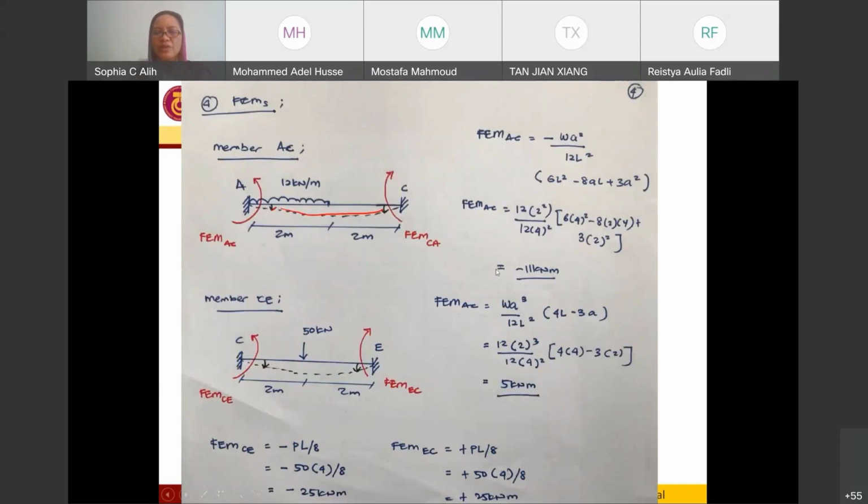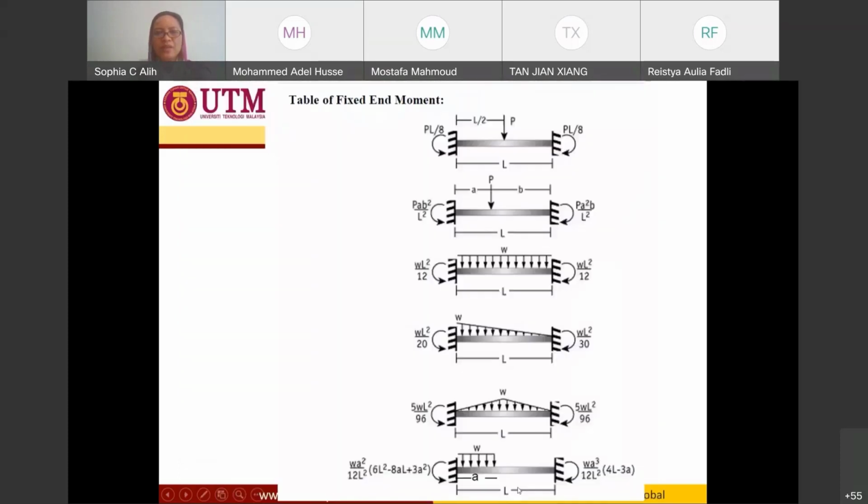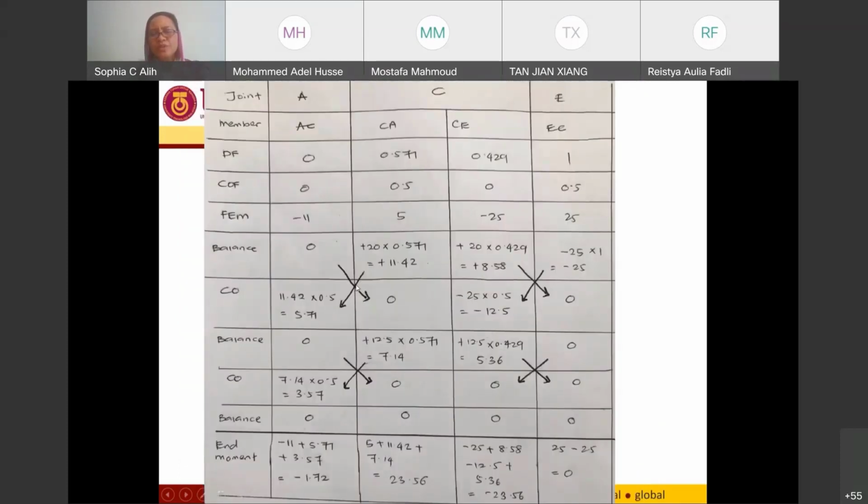So you will have your fixed end moment at AC equal to negative 11 kilonewton meter, and another one 5 kilonewton meter. This one is very straightforward. You have already calculated it so many times, and you will have your fixed end moment CE and fixed end moment EC to be this much. Now, just put your value inside the table. This one is the member, distribution factor, carryover factor, until the fixed end moment. Until here should be no problem.